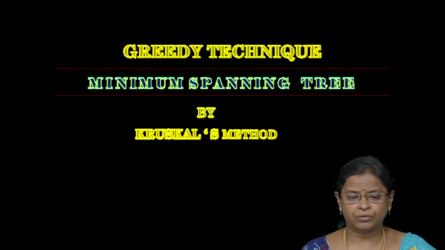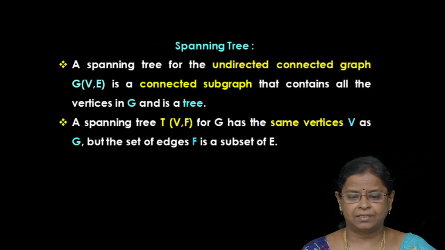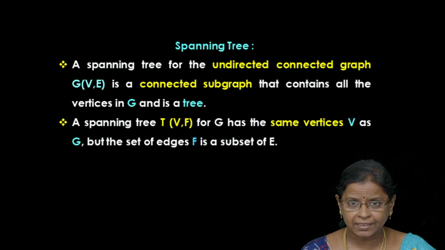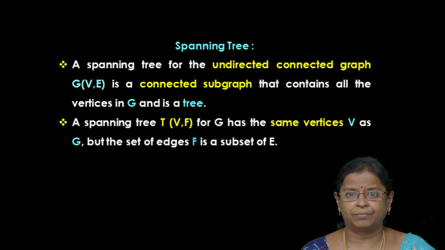In this video, we are going to learn about construction of minimum spanning tree by using the method Kruskal's, which implements greedy strategy. Before going to learn about the Kruskal's method, we will see about what is a spanning tree. A spanning tree for the given connected, weighted, undirected graph G is a connected subgraph which has same vertices as in G, and it is also a tree.